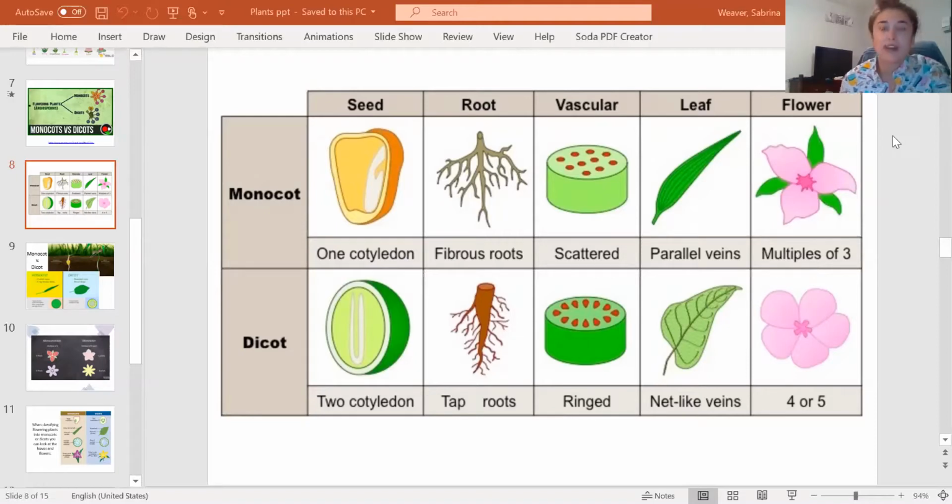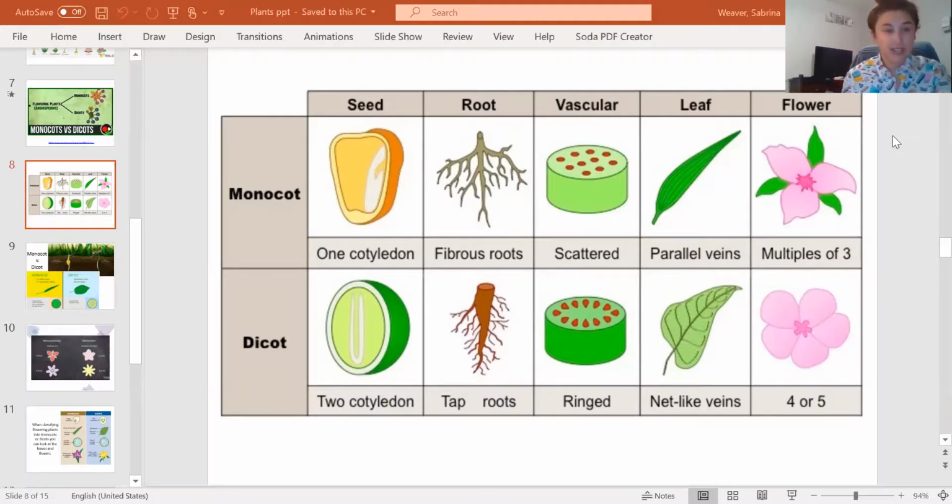But when we're looking at the vascular system, which is basically if you took the plant and you chopped the stem and you looked at the stem, you would see the vascular bundles on the inside. They're scattered in monocots, just all over, all around. But in a dicot, they're usually in a ring. They are in a ring around the edge. But that is another less obvious way.